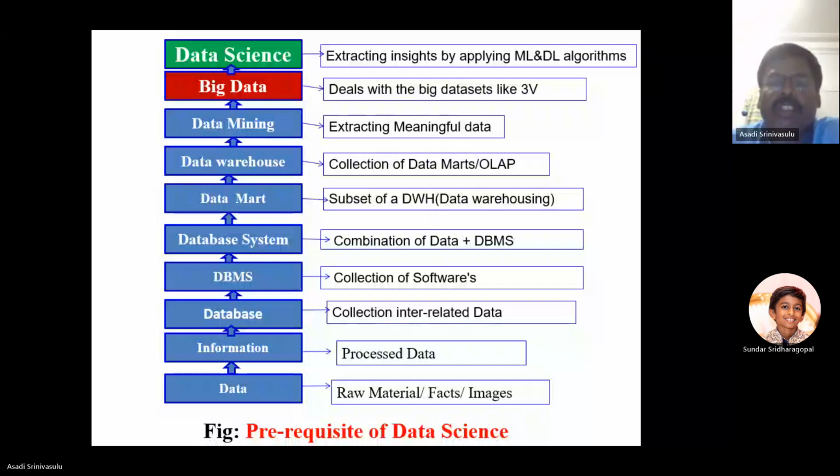Once you are storing a small amount of data in a server, that is called a data mart. That is also called a subset of data warehousing. Data warehousing is nothing but storing a huge volume of data in a server.